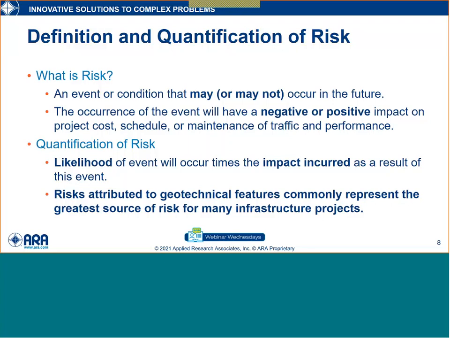So we quantify the risk based on two variables: the likelihood of occurrence and the consequences of the impact should that risk actually occur. Now, unfortunately, to the geotechnical community, risk attributed to geotechnical features commonly represents the greatest source of risk on many, many infrastructure projects. There's some factual reasons why that occurs. Many of you know that. It's really related to uncertainty and the fact that we're dealing with Mother Nature.